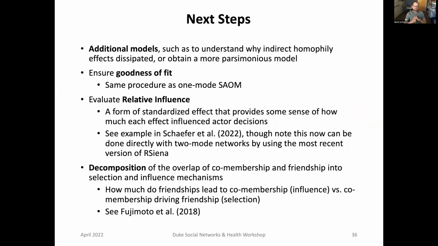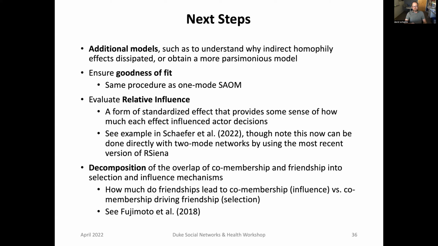Okay. All right, so that's the results I want to cover. Some next steps that one could take, probably estimate some additional models. One would be to get a more parsimonious model, as I mentioned earlier. It would also be interesting to run some models to try to figure out why this indirect homophily goes away. We have people ending up in activities with people who are similar, and it doesn't appear to be a direct preference for that. So are there other effects that are indirectly leading to that pattern?